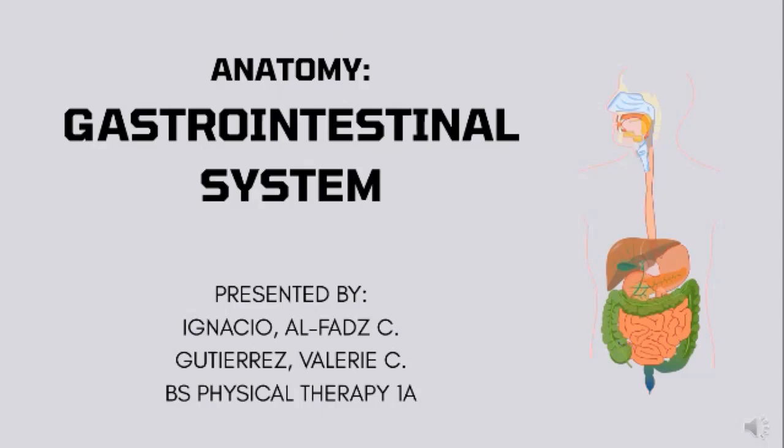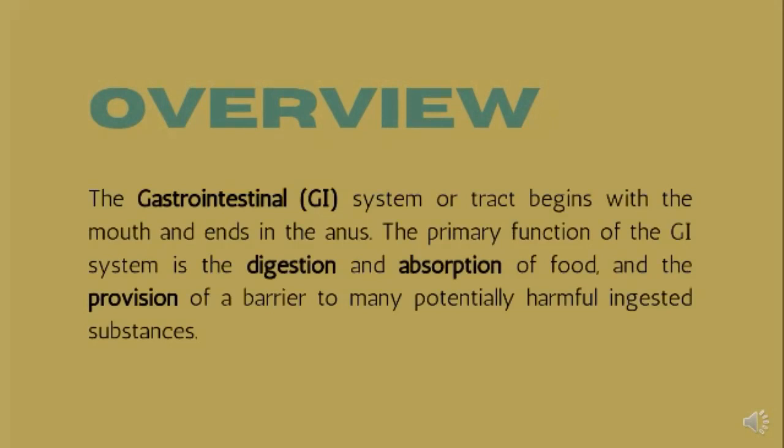This is accomplished by the digestive system, which forms an extensive surface area in contact with the external environment, and is closely associated with the cardiovascular system. The combination of extensive environmental exposure and close association with blood vessels is essential for processing the food that we eat. So, in this presentation, we are going to tackle the gastrointestinal system. It begins with the mouth and ends in the anus.